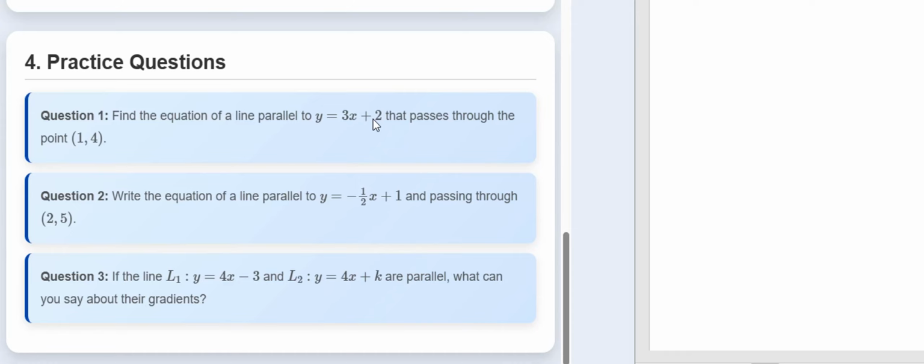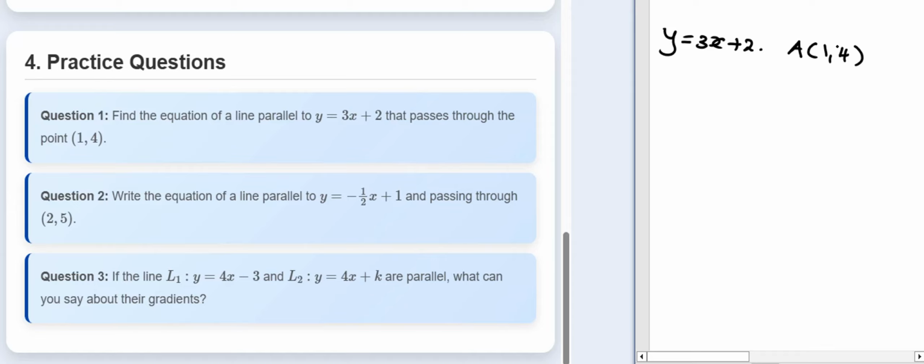So for example, if somebody tells you to find the equation of a line parallel to the line given by y equals 3x plus 2, and that line we want to find its equation has a certain point, I can call it point A, which passes through (1, 4).